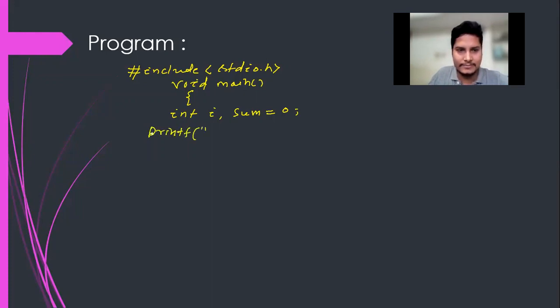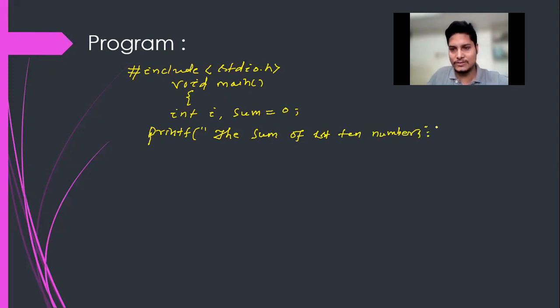So now printf, within double quotation: the sum of first 10 numbers, colon, double quotation end, semicolon.